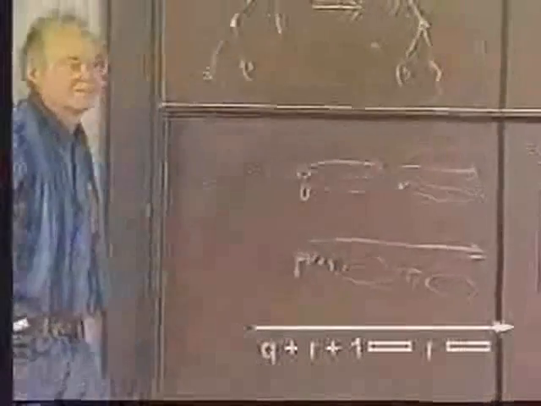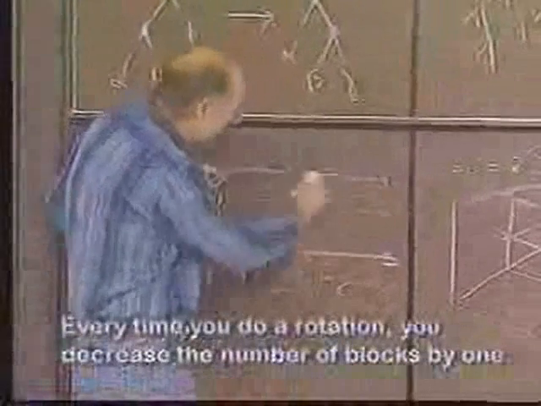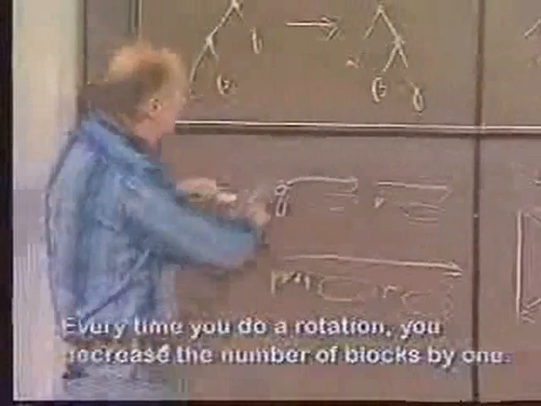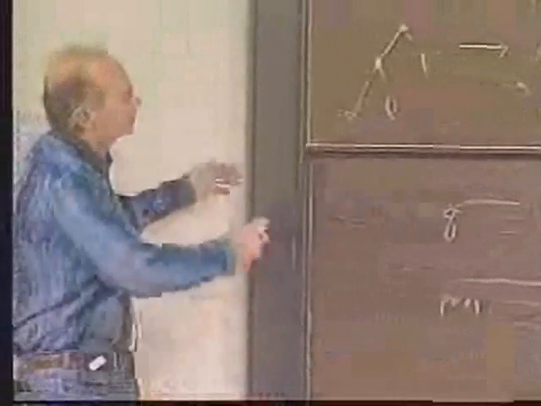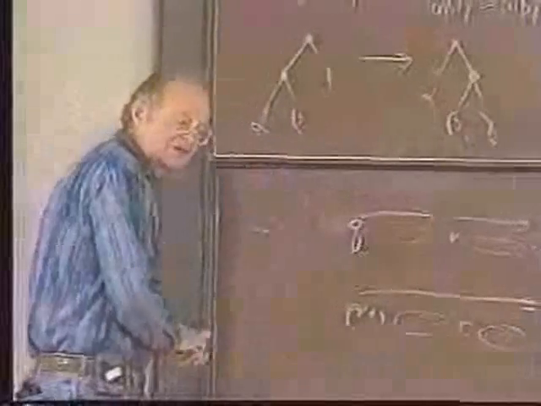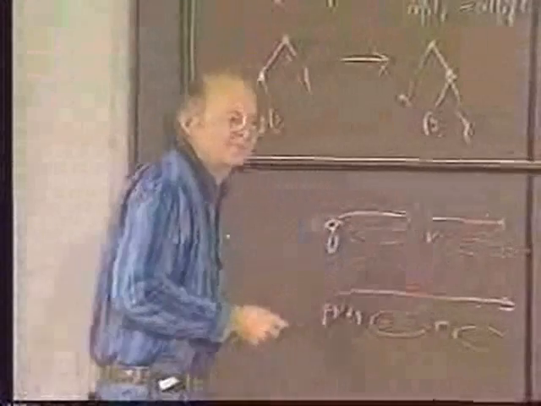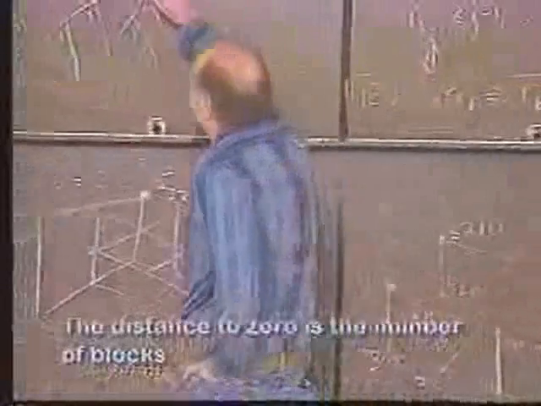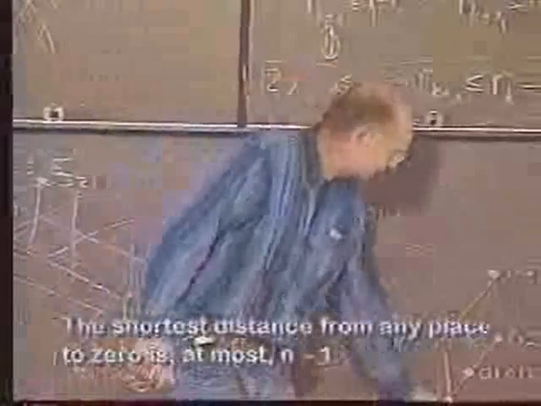decreased by 1. And so every time you do a rotation, you decrease the number of blocks by 1. Unless this is already living inside of some other block, in which case the total number of blocks stays the same. So if you start out with n blocks, and you end up with three blocks, you could do it in n minus three steps, because each time you lose one block. So it's easy to see the distance to zero is the number of blocks in this, which is also the path along the subtree. So the shortest distance from any place to zero is at most n minus 1.